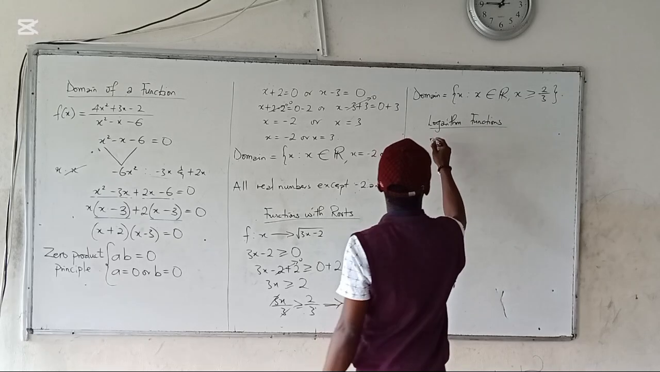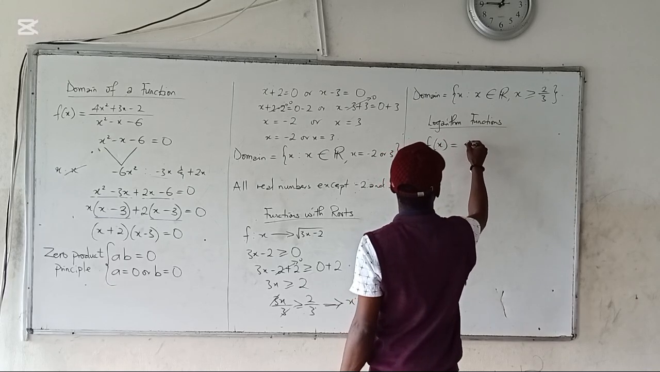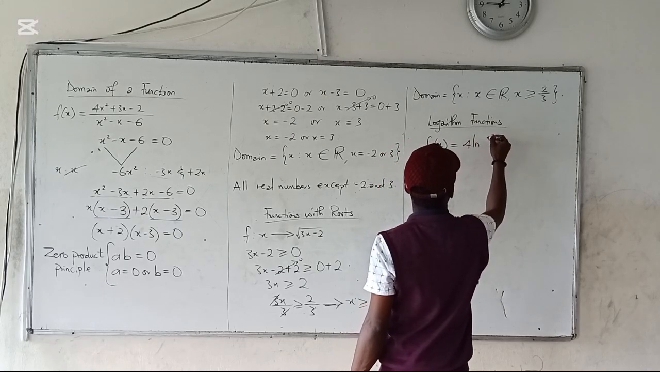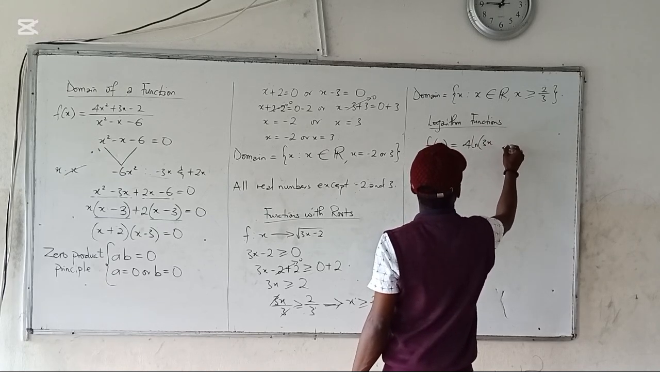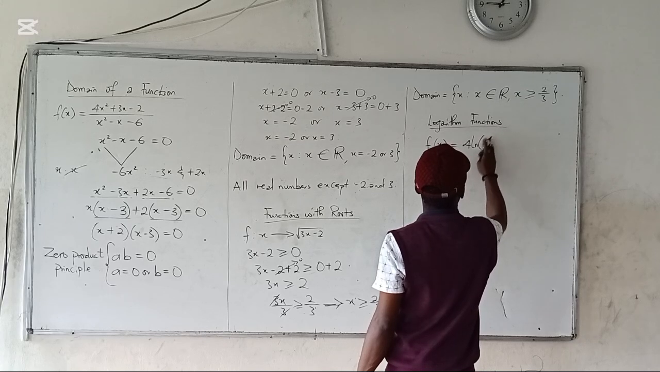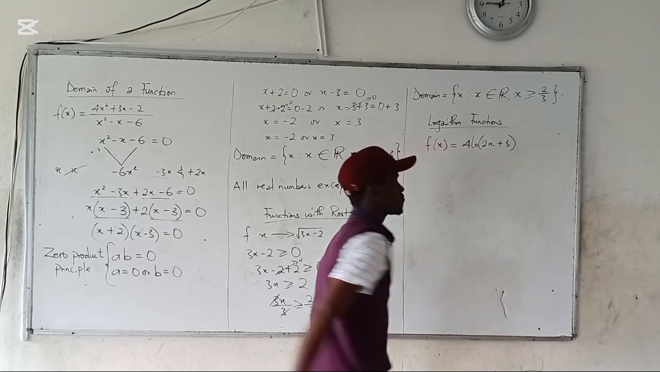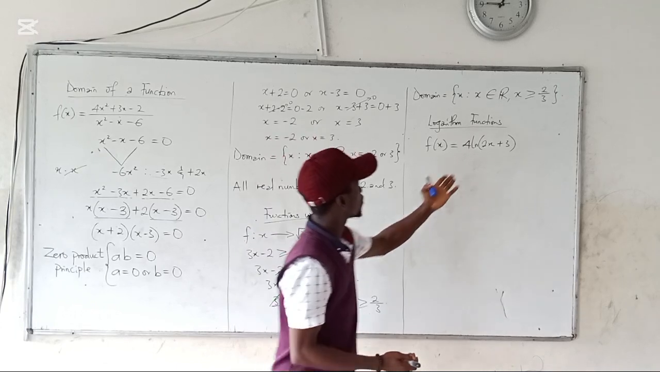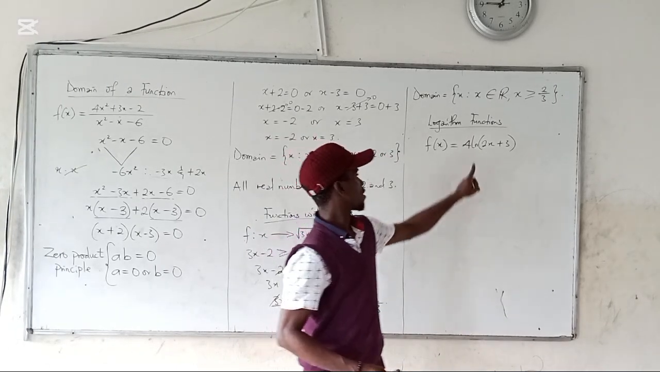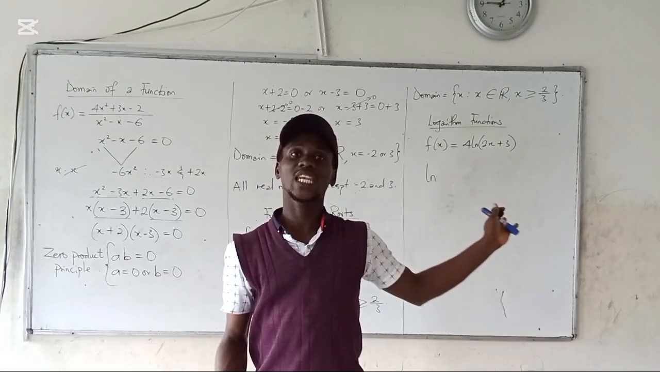Let's say you have a function like this, f of x equals 4 ln of 2x plus 3. You have to find the domain of the function. How do you find the domain of this kind of function? Look at this symbol, ln. This is called ln.